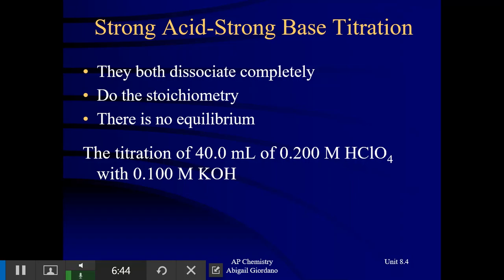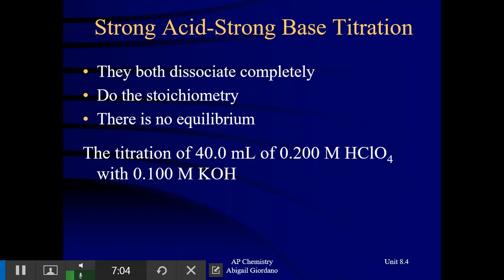Is it a strong or a weak base? It's always good to identify what you are dealing with here. Perchloric acid is one of our strong acids, and we're going to be titrating it with potassium hydroxide, which is one of our strong bases.